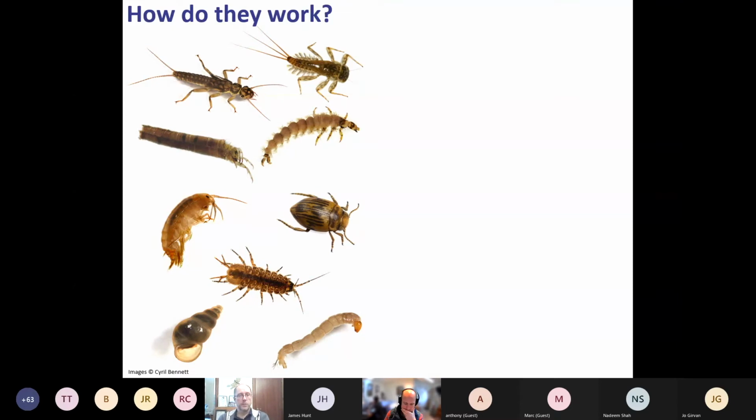How do they work? Well, here's a typical sample. We've just collected from a river, and we've pulled them all out and identified them. We then take, most of these scores have a scoring sheet or a scoring approach.